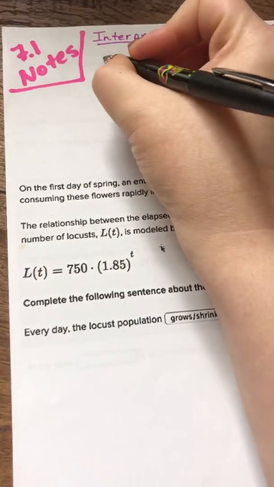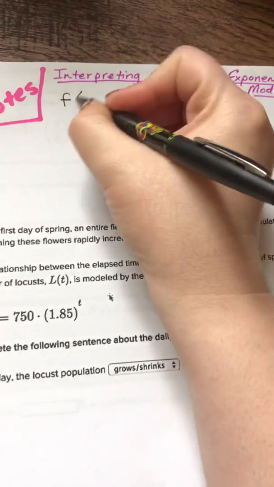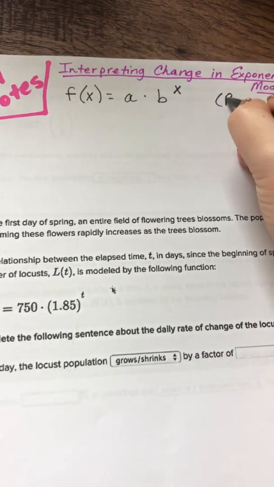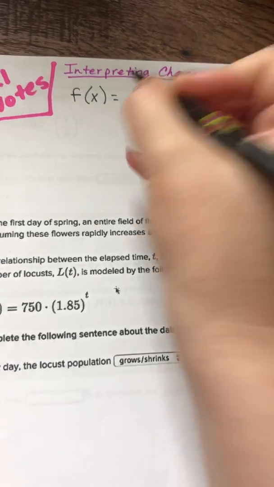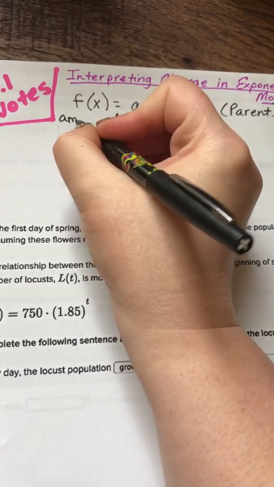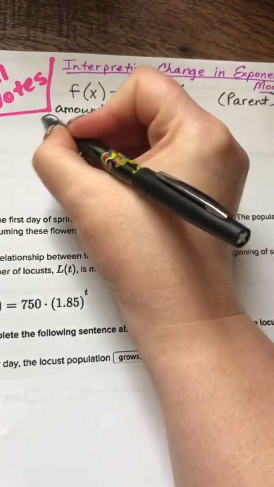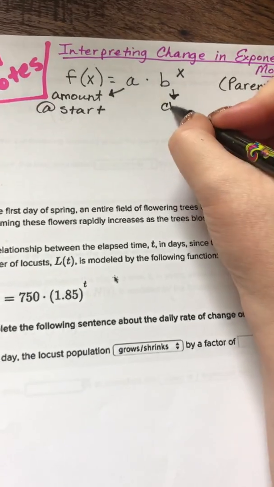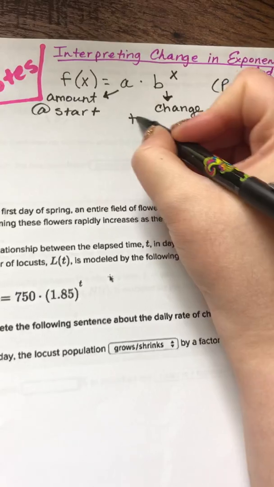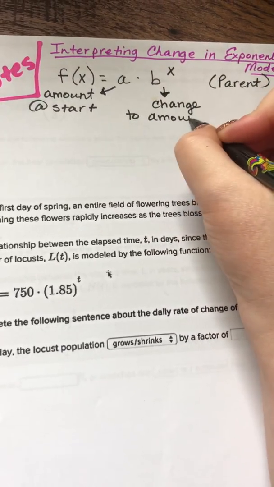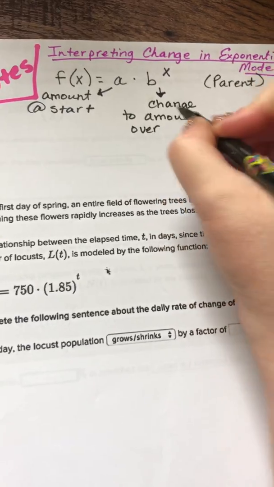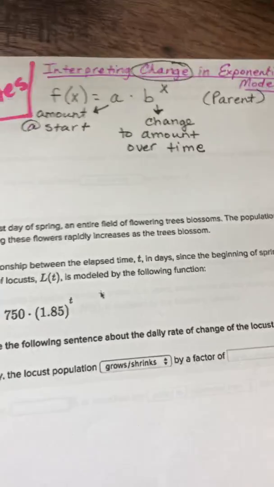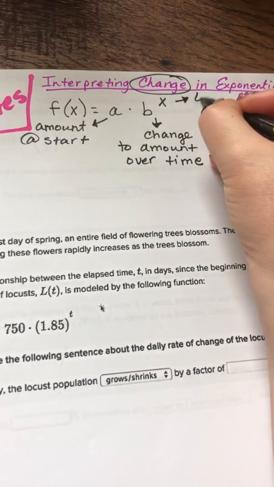Okay, so first off, when it comes to exponentials, there's a parent function that looks like f of x equals a times b to the x. This is the parent function. a is the amount of whatever at the start, and b is the change to the amount over time. And then x is the time.